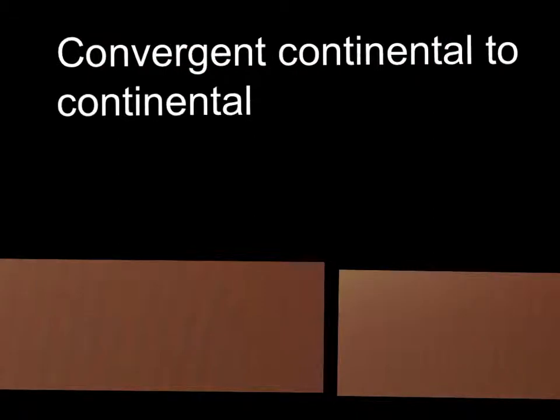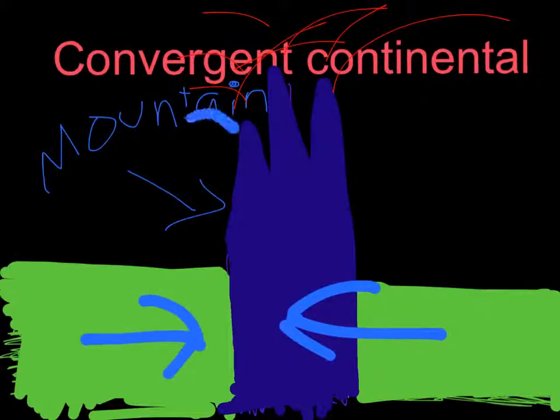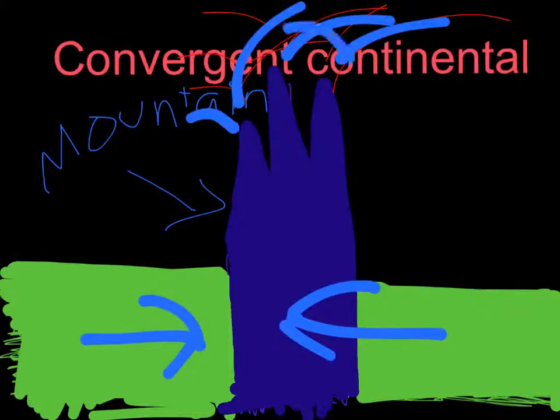Convergent is where two plates are sliding into one another. Convergent continental is where two plates slide into one another, creating mountains and volcanoes. Not volcanoes, but mountains. Right here.